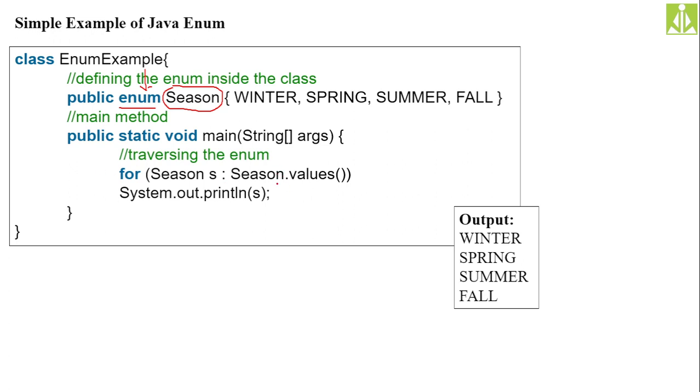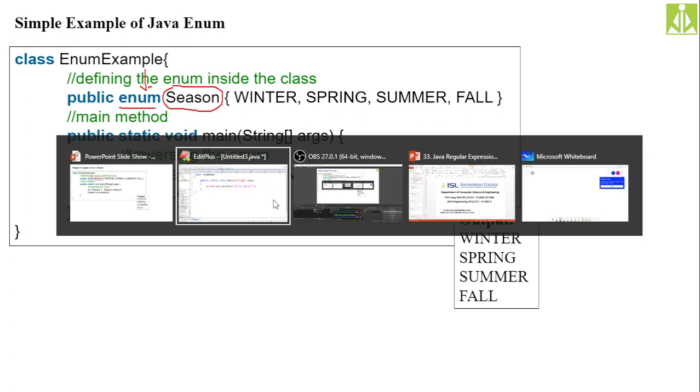Initially when the values method is invoked on this Season, it will retrieve the winter value and put that value inside s, and that s we are printing over here. After printing s, again it will go back and check whether Season has more fields. Yes, as it has spring, it will retrieve that one, then summer, then fall. After retrieving fall, as there are no more elements, the loop will break. Okay, so quickly we go and practice this one.